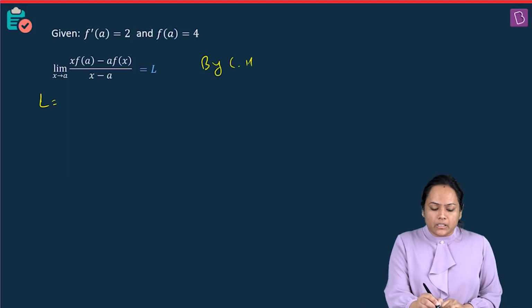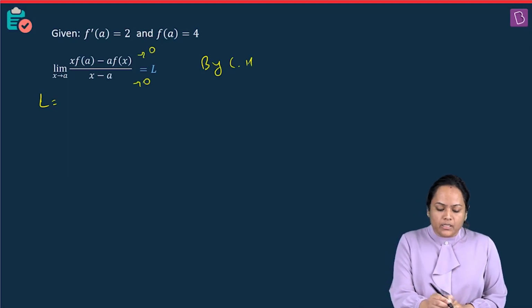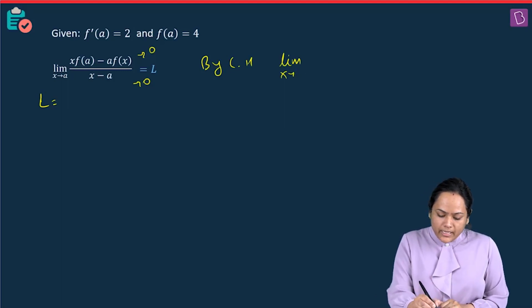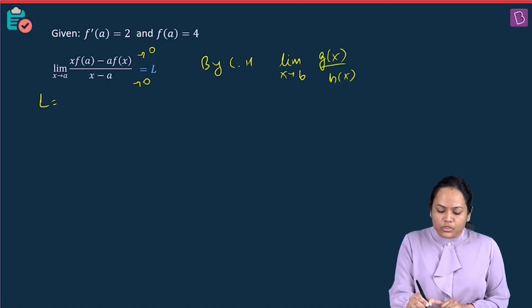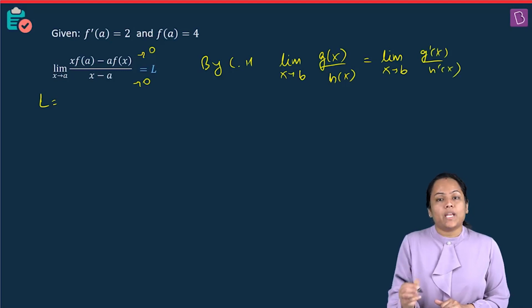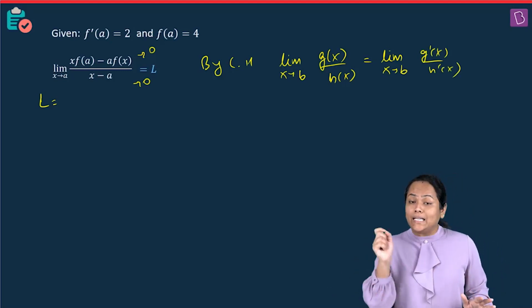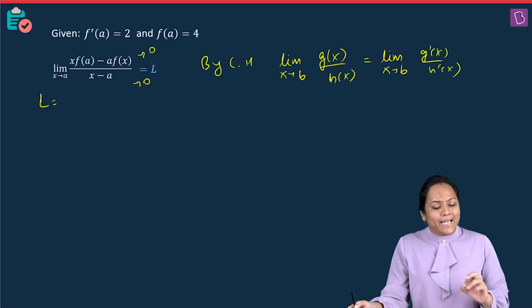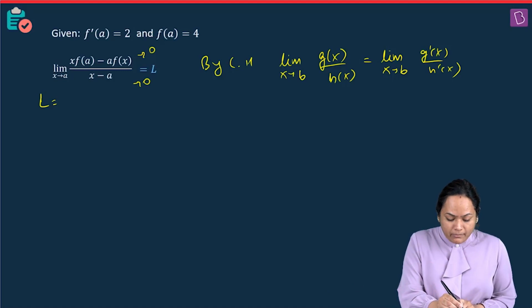When my numerator is approaching 0 and denominator is approaching 0, and let's say I have the limit as x approaches a quantity b, such that g(x) and h(x) both approach 0, this value is again equal to the limit as x approaches b of g'(x) divided by h'(x), and we keep on doing that until we eliminate the 0 by 0 form, right?